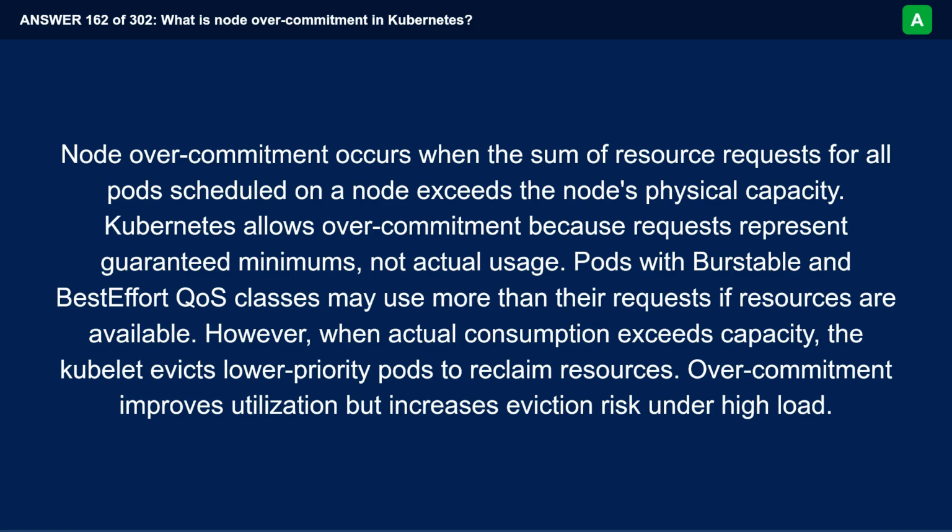Pods with burstable and best effort QoS classes may use more than their requests if resources are available. However, when actual consumption exceeds capacity, the kubelet evicts lower priority pods to reclaim resources. Overcommitment improves utilization, but increases eviction risk under high load.